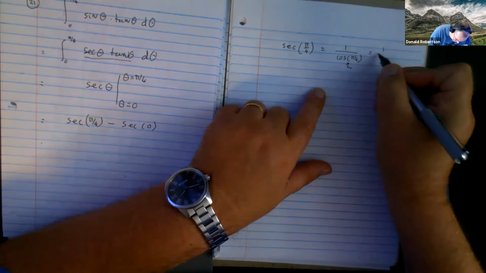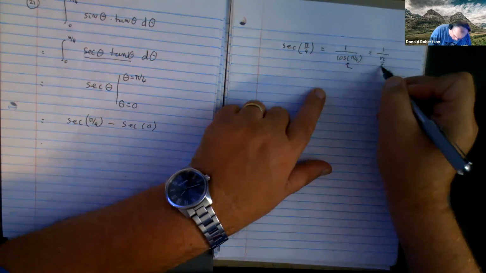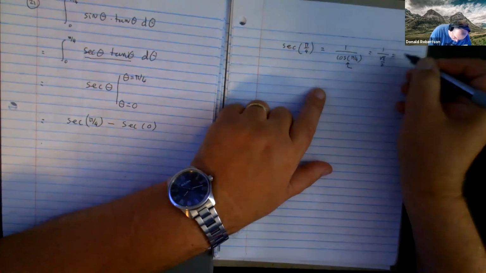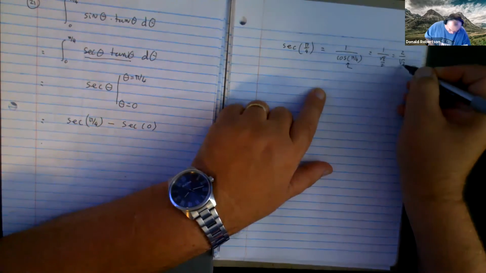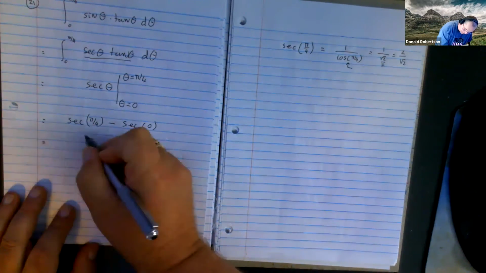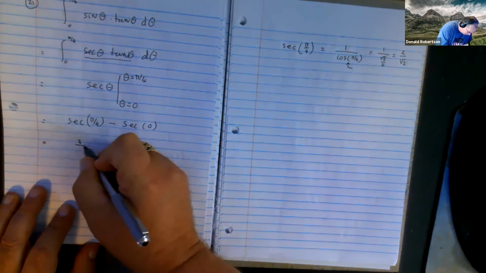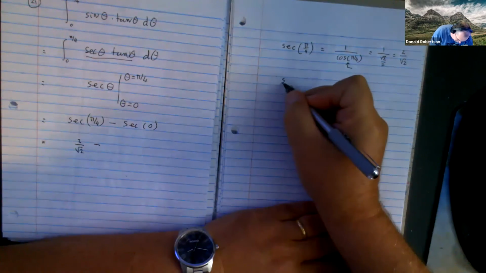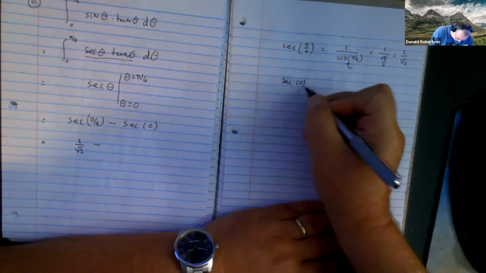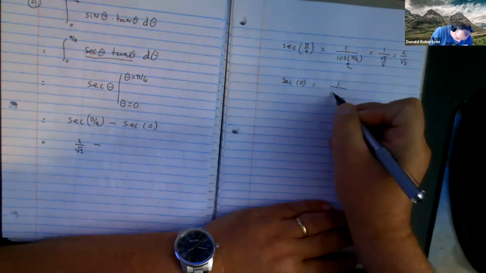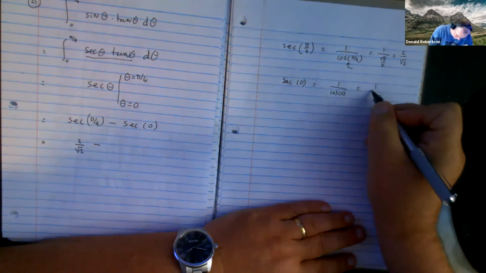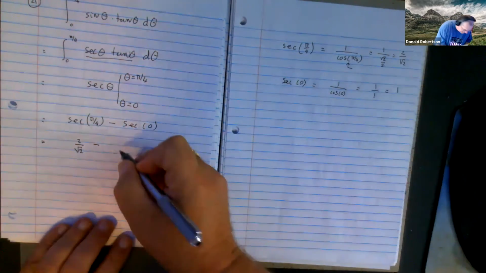Now, hopefully you know or remember what that guy is. And that guy is root 2 over 2. And you get that guy from your unit circle. But 1 over root 2 over 2 is the same as 2 over root 2. So this guy here is 2 over the square root of 2. Take away, now let's figure out what the secant of 0 would look like. Well, it's 1 over the cosine of 0, and the cosine of 0 is 1. So it's 1. Okay, that wasn't too bad.